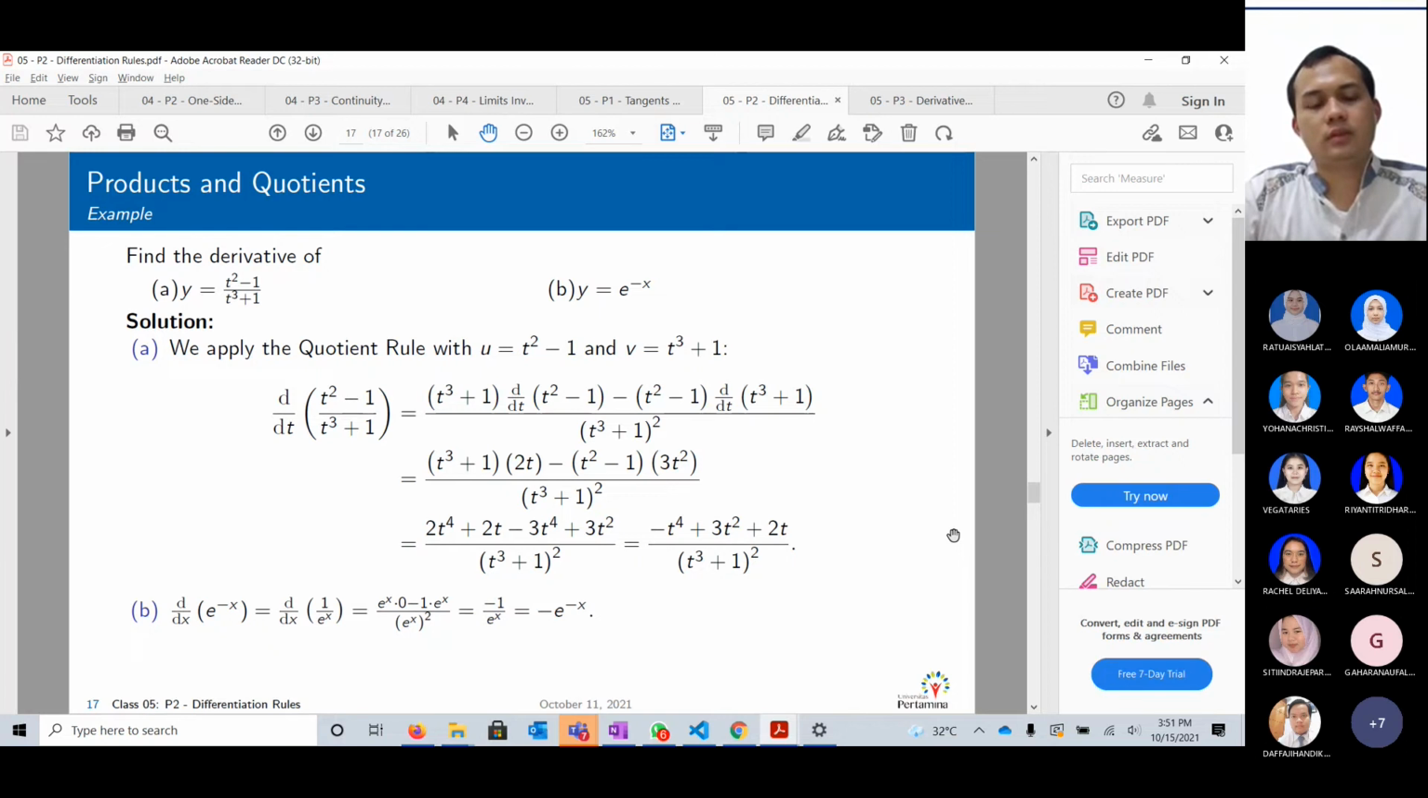Sir, derivatif itu apa, Sir? Derivatif itu turunan. Oh. So sometimes we say derivative, sometimes we say differential. Jadi mau derivatif atau diferensial itu sama aja sebenarnya. Kita mau membicarakan turunan. Ya. Now for this example, any question? Any question? No? Is it clear?